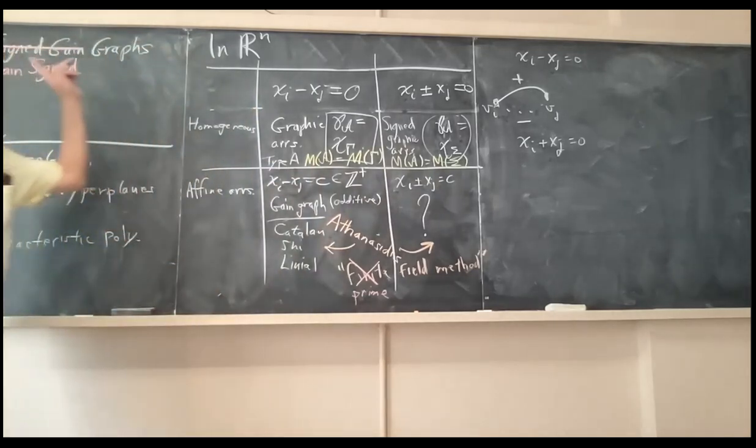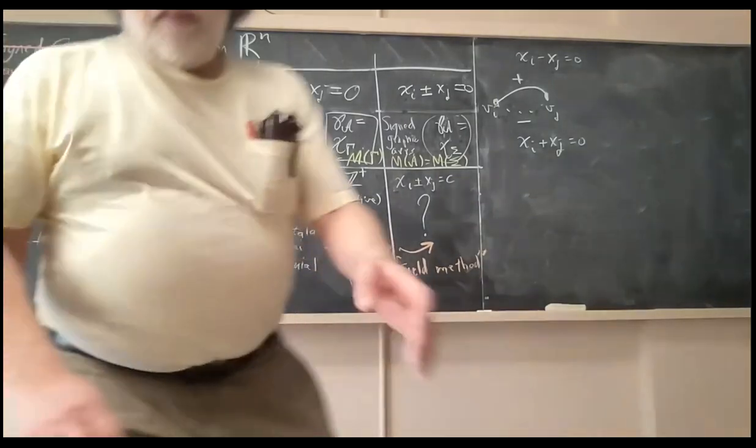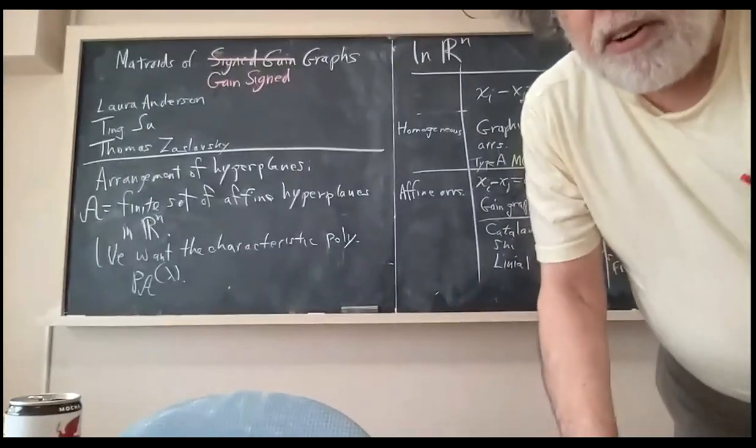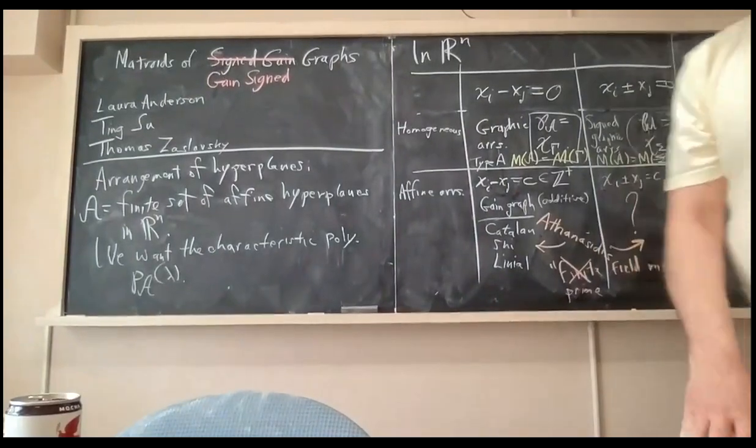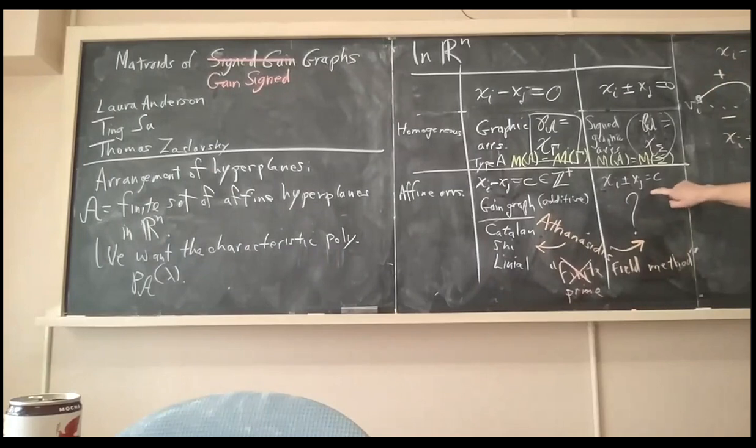Here's where I explain the non-title of the paper. The non-title is signed gain graphs. Now, you might think that the solution to calculating these through graph theory, the xi plus or minus xj equals a constant, is to combine signed graphs with gain graphs. I haven't told you what a gain graph is, so I'm going to do that shortly. It's a little more complicated than signed graphs, but the obvious combination is to take a gain graph and put signs on it.